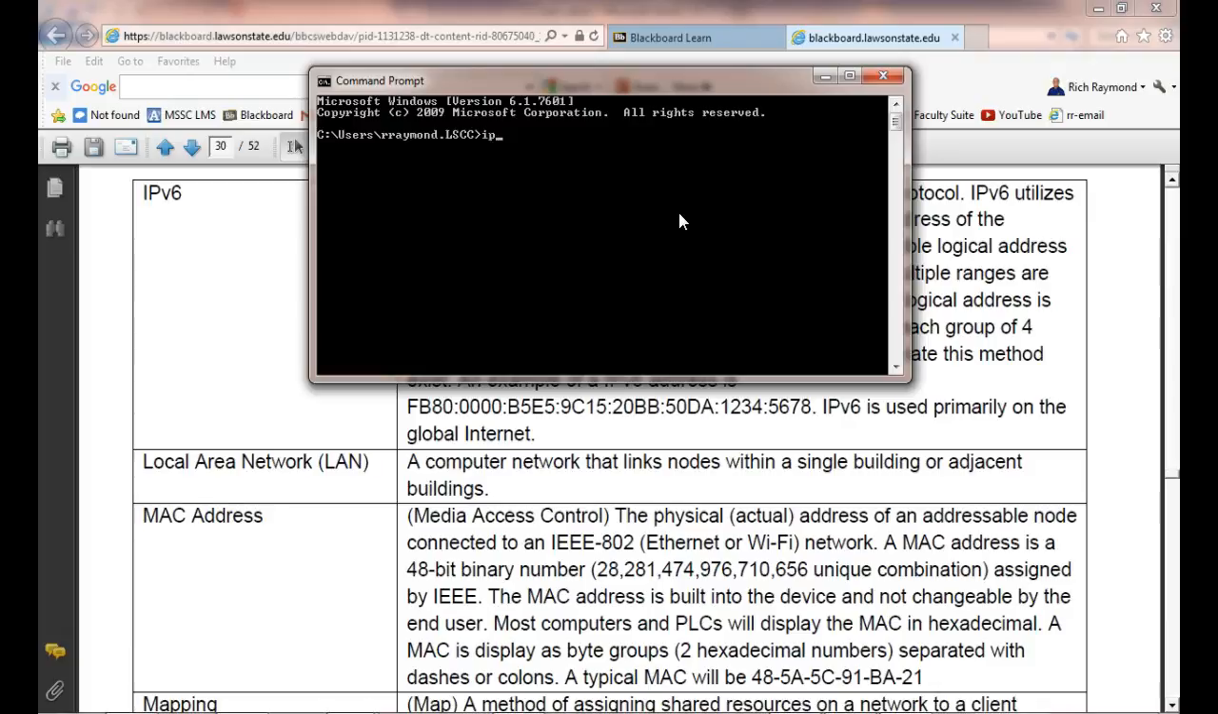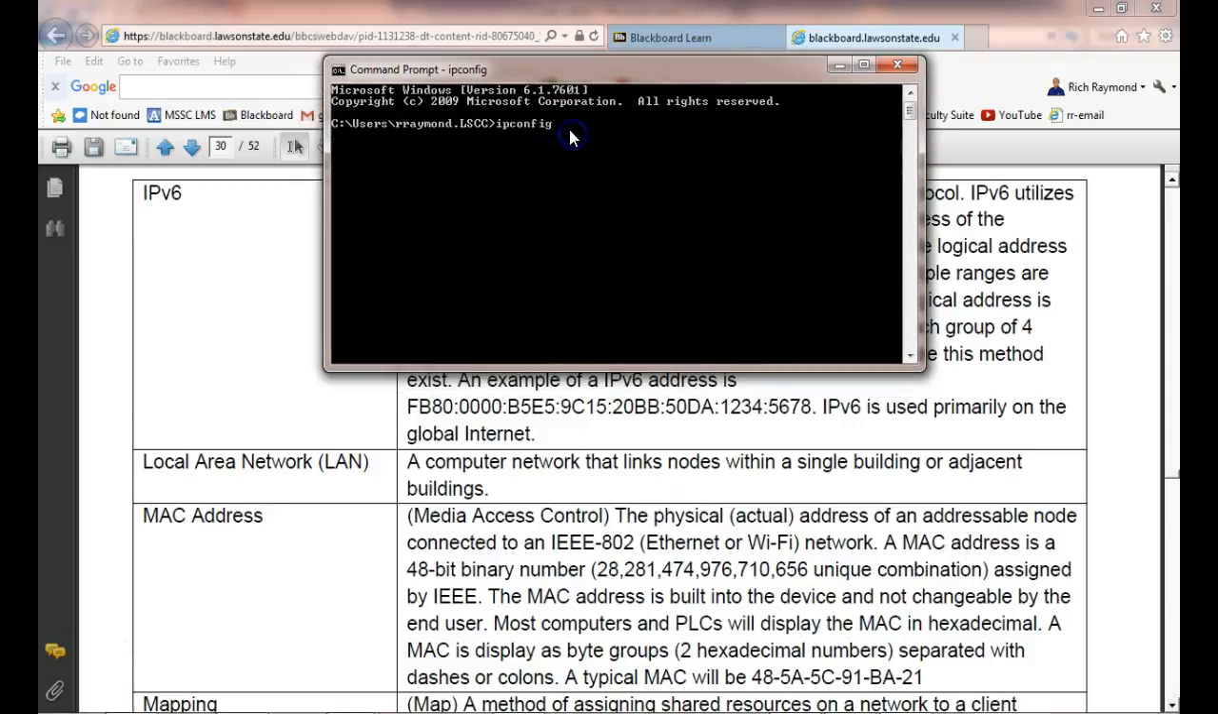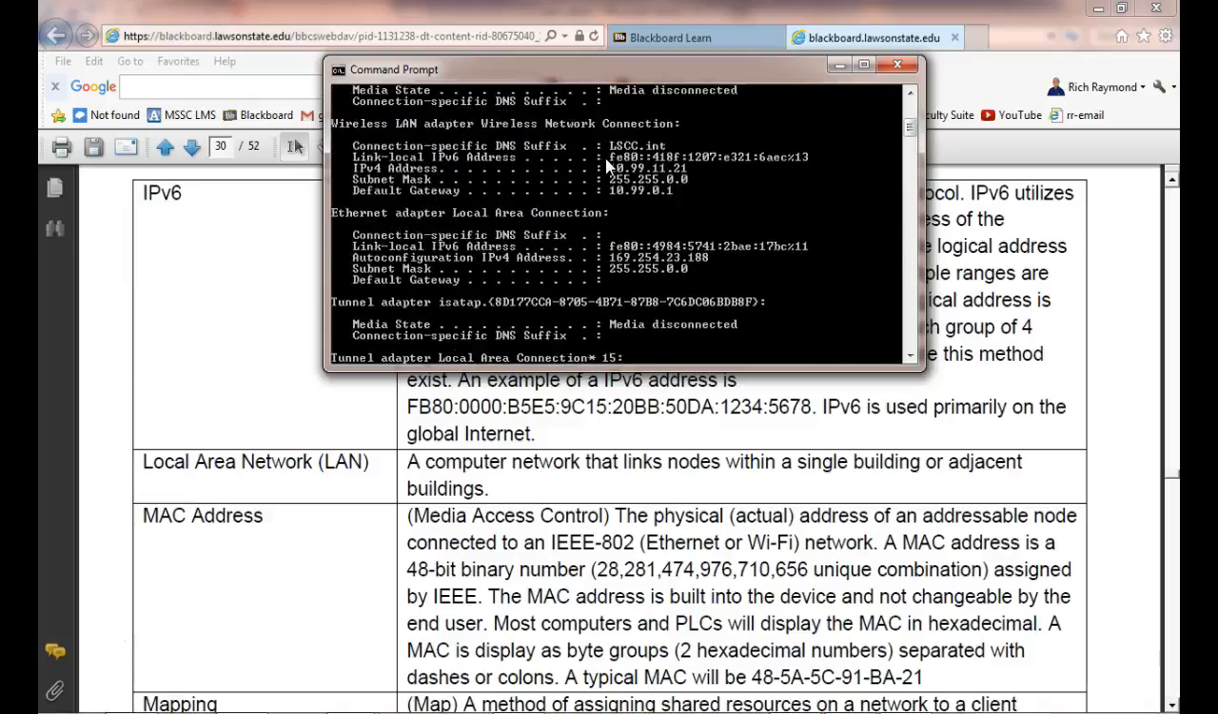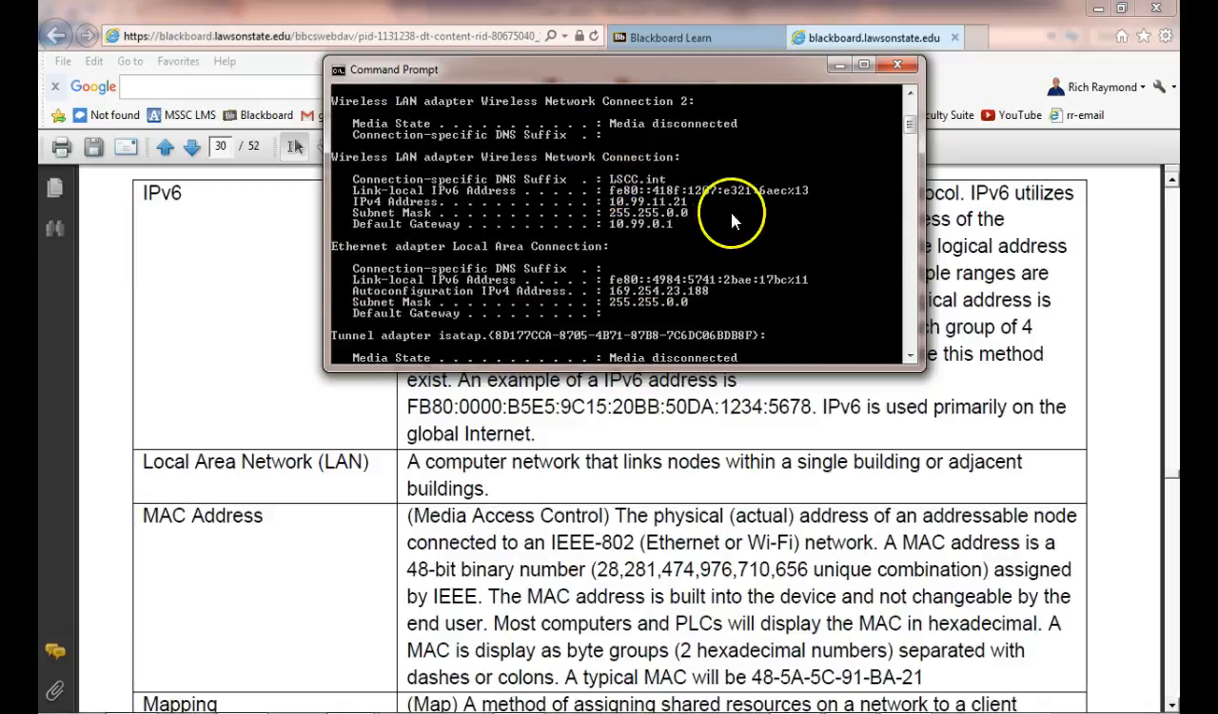One of the commands we've got is ipconfig, and this tells us how our machine is configured. And then we hit enter, and this will come up, hopefully, guys. And it should tell us what's going on. Okay, so here's the IP configuration for this computer. And of course, this is the IPv6 address. This is the IPv4 address. This is the subnet mask. And what does the subnet mask do?